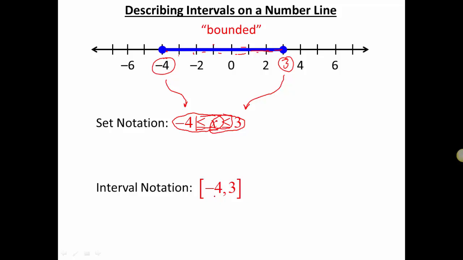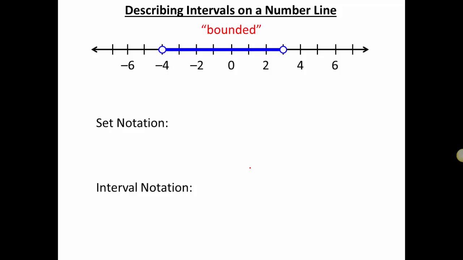Notice on the left side and the right side, I've got brackets. Brackets are my way of saying that I am including -4 and I am including +3 as part of my possible solutions. So this is the interval between -4 and 3, or you could say it's the closed interval between -4 and 3. I say closed because I'm saying I am including the endpoints. Anytime you want to include the endpoints, you can say closed, or you can just put the brackets and let the reader interpret.